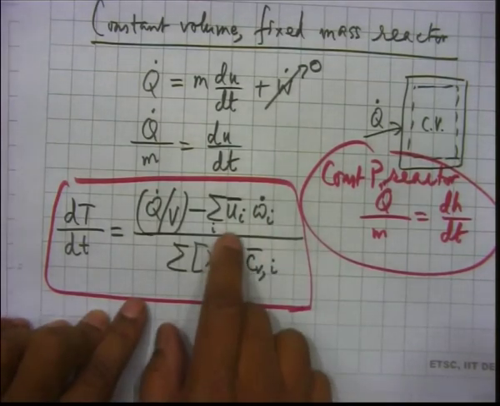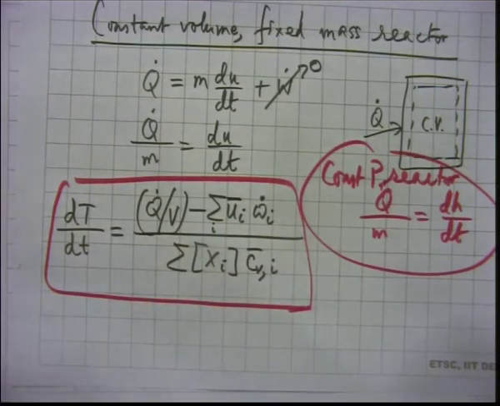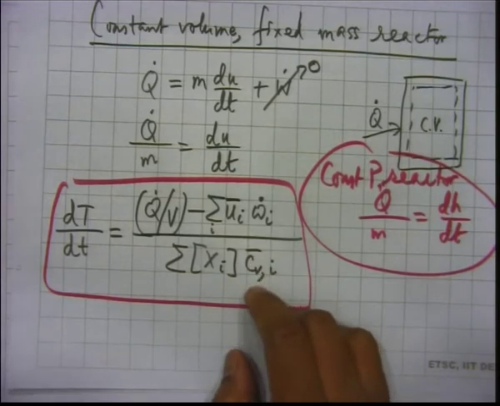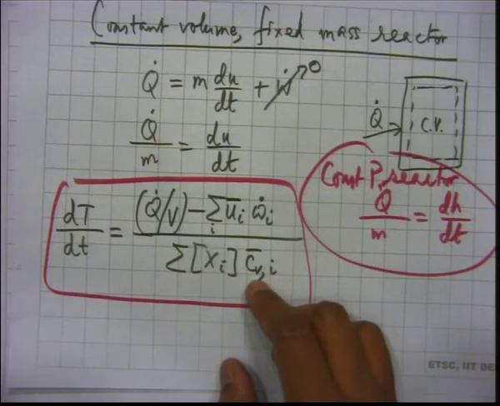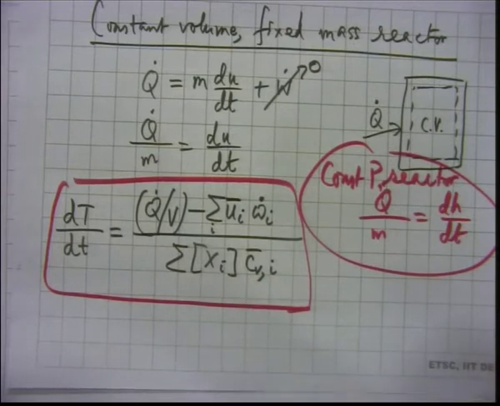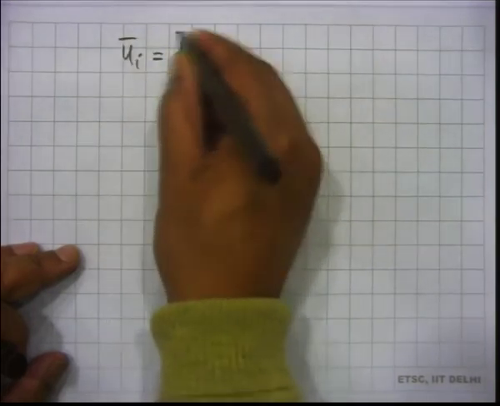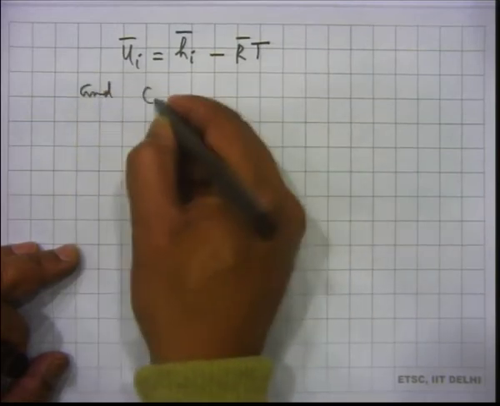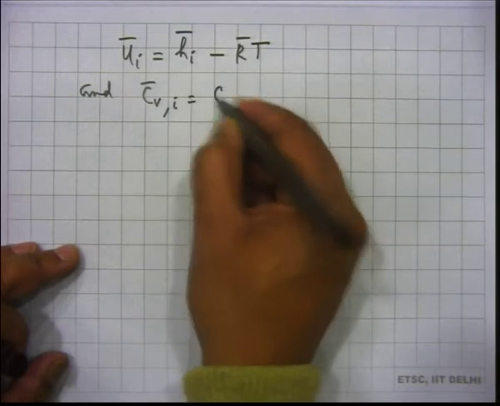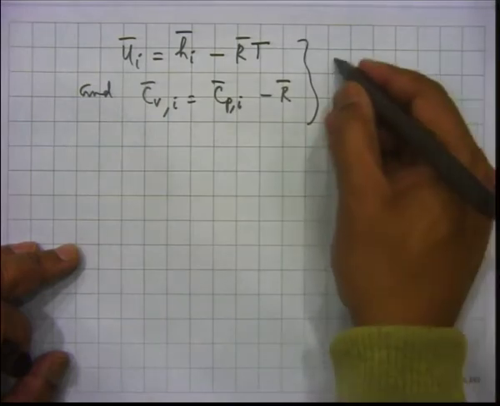So, what has changed? Instead of h we have got u, and instead of Cp we got Cv. This is the molar specific heat of the ith species at constant volume. This is Cv bar i. Now, of course, you will do some more work here, and you will do things like this, that you will write ui bar equal to hi bar minus r bar t, and Cv bar i, r bar in the last equation.